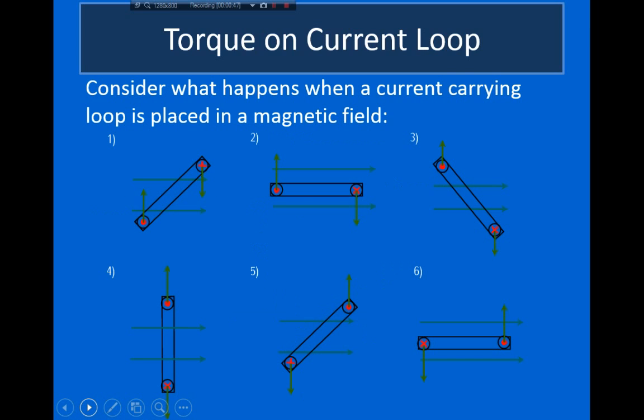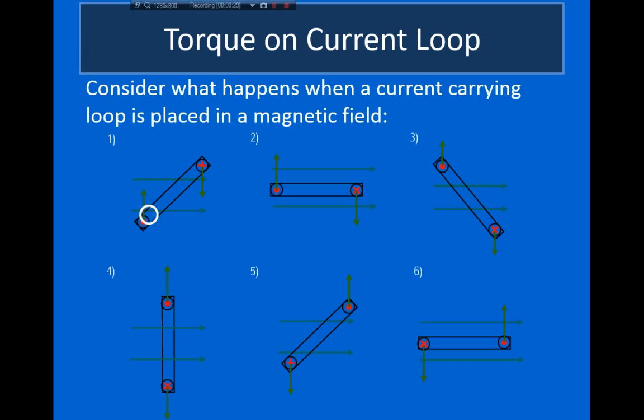So the question that I want to consider now is what would happen if I took a current carrying loop and I just placed this inside a magnetic field? And so what I have drawn here are several pictures kind of showing you a time lapse of what the forces will be on this current carrying loop.